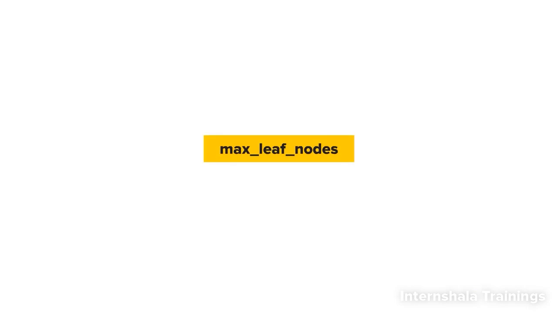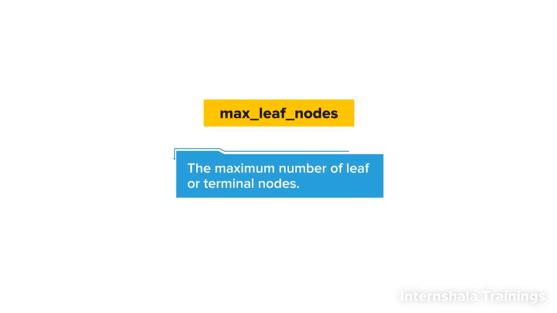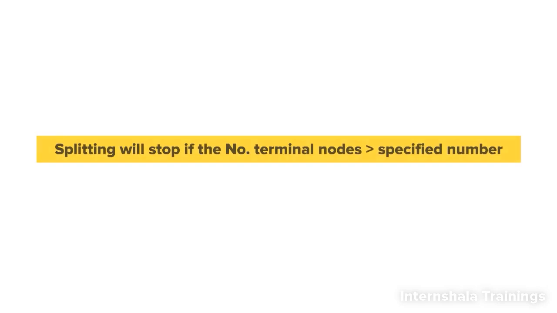Now, let's move on to another parameter called max leaf nodes. This parameter specifies the maximum number of leaf or terminal nodes. If after splitting we have more terminal nodes than the specified number of terminal nodes, it will stop the splitting and the tree will not grow further.